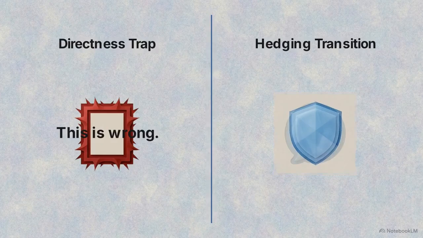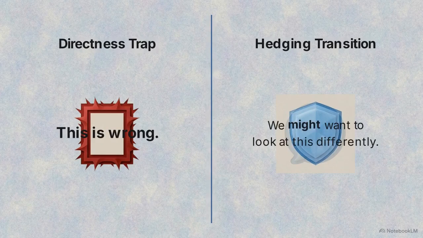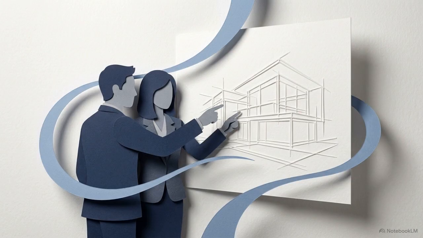If you say, this is wrong, it invites immediate defense. Instead, apply your shield. Try, we might want to look at this differently. The word might strips the emotion out of the feedback. It reframes the disagreement. You are no longer attacking their work. You are inviting them to examine a shared solution alongside you.